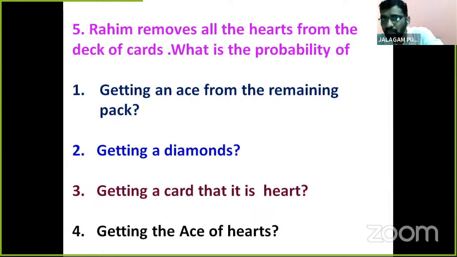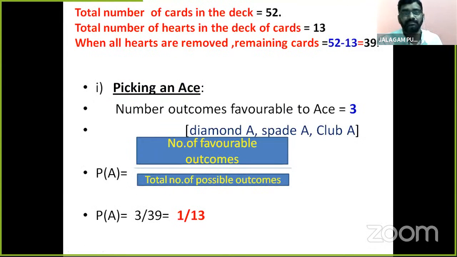When we pick up a card, we take a card from the deck of cards. It should be an ace. What is the probability? Total number of cards in the deck, how many? Already we know that, 52 cards. Total number of hearts are how many in a deck of cards? Red hearts, 13.